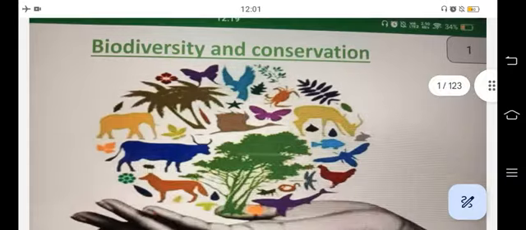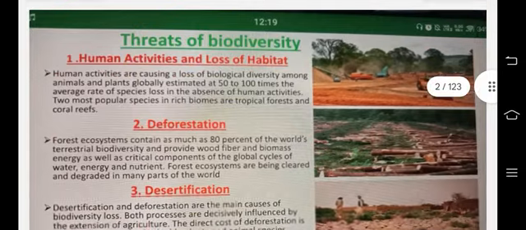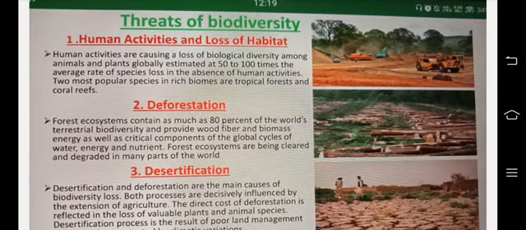Biodiversity and conservation. Threats to biodiversity. Human activities and loss of habitat.